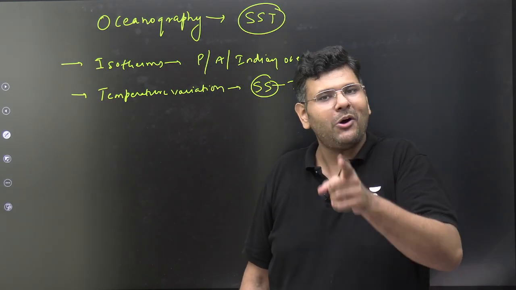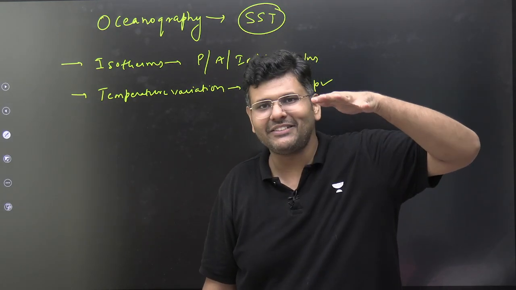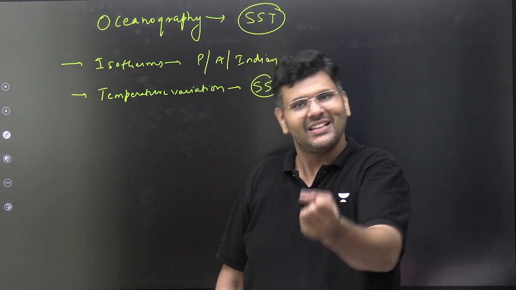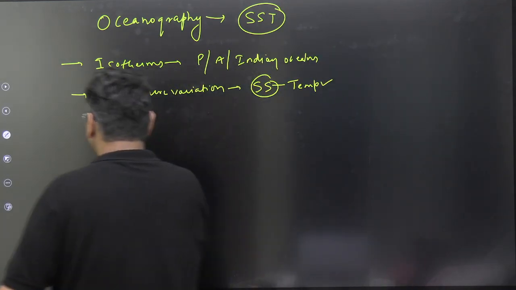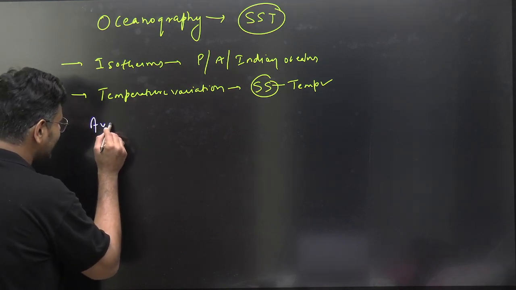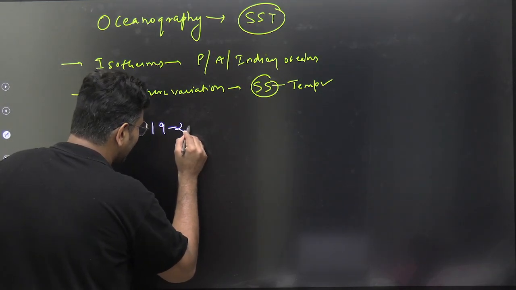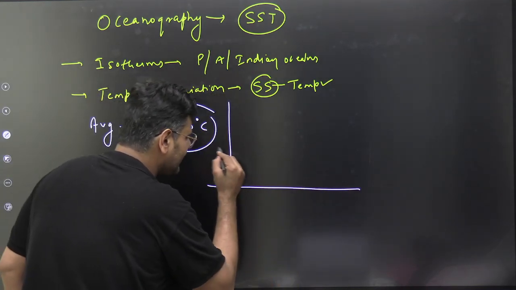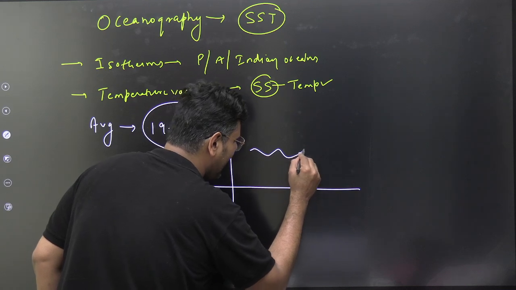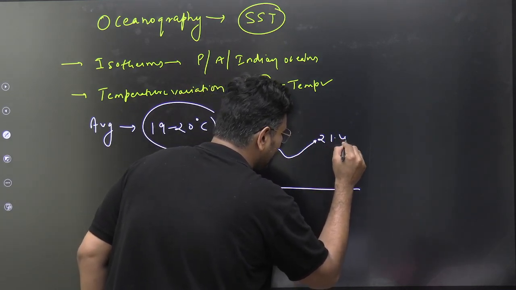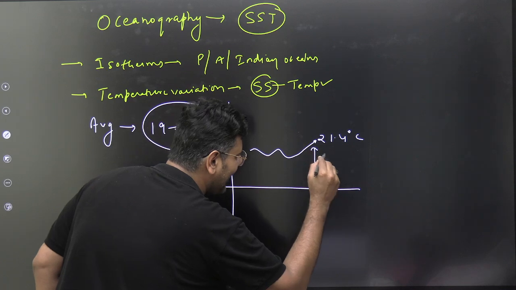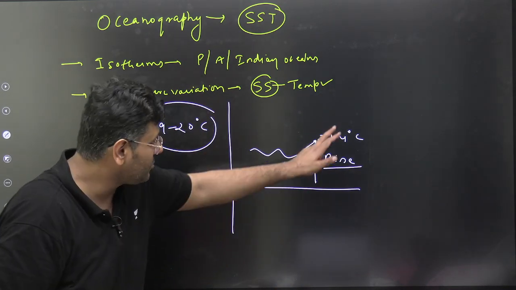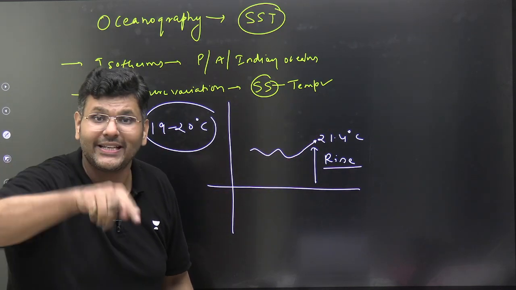But I told you, it is about the insolation that your earth is receiving, and even your water is receiving that temperature and storing the heat. That is the sea surface temperature. And if I take you through an average of it, this average was somewhere around 19 to 20 degrees Celsius. But over the years, this has been increasing, and has reached now somewhere around 21.4 degrees Celsius. This is the rise of sea surface temperature. Sea surface temperature has risen to around 21.4 degrees Celsius in 2024.